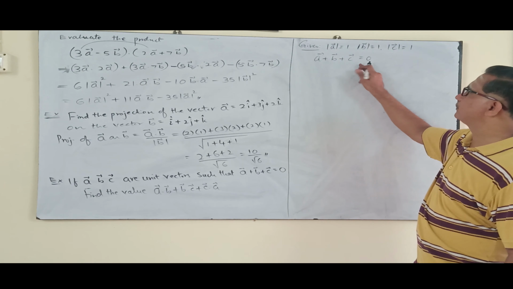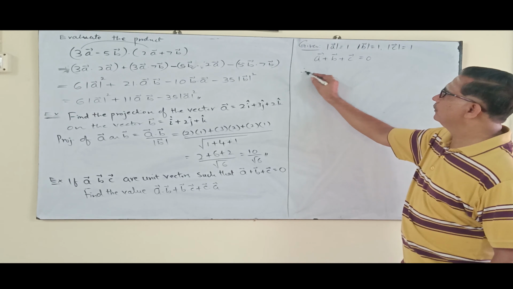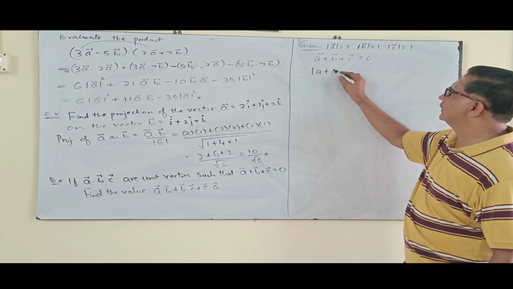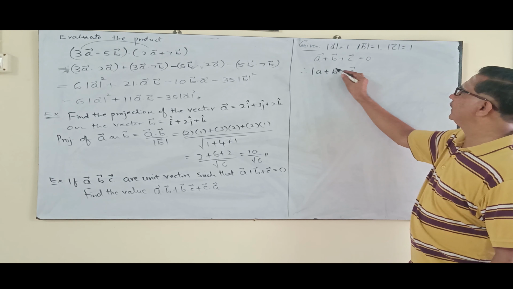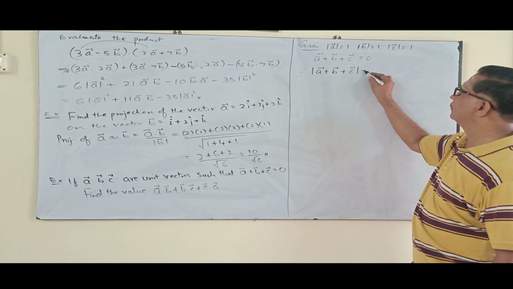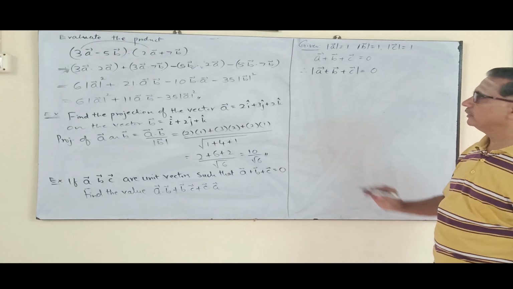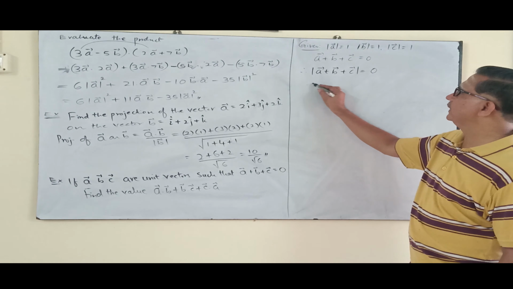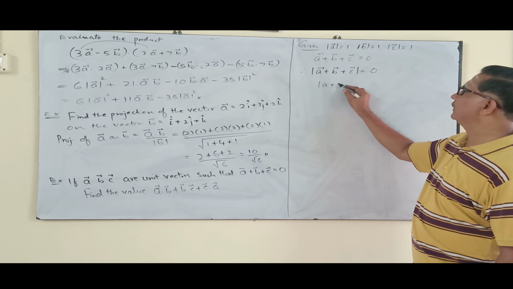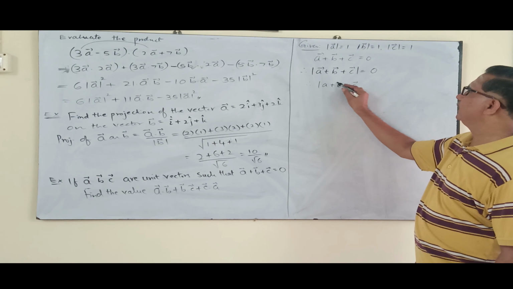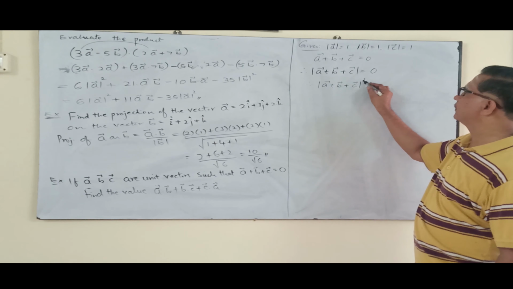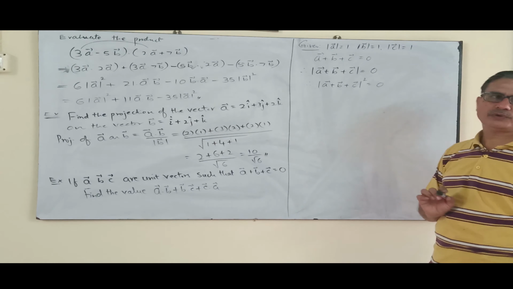Now given a + b + c = 0. Taking magnitude on both sides, |a + b + c| = |0| = 0. Now squaring on both sides, we get |a + b + c|² = 0.